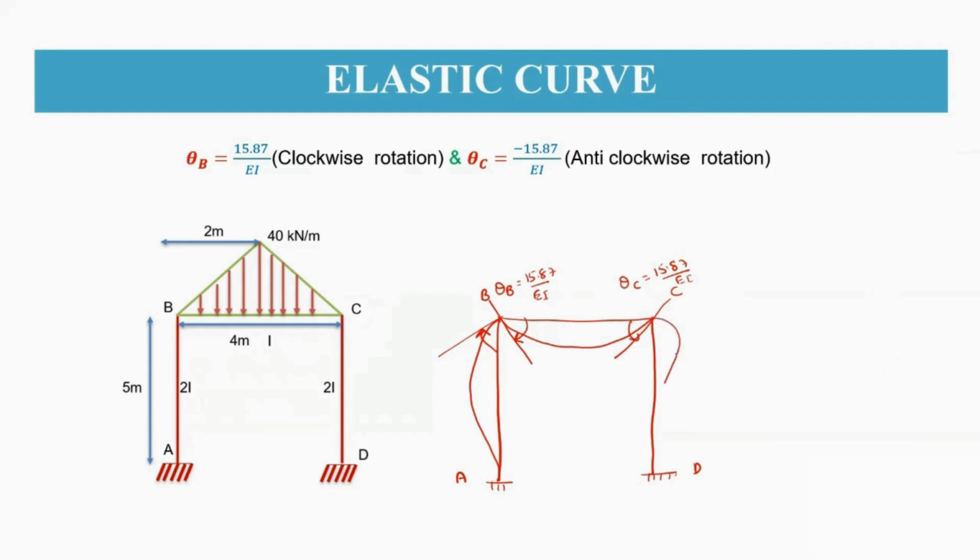So here also, when we draw an elastic curve like this, when we draw a tangent, this is also theta C. So this is the C point and this is the B point. This is a clockwise rotation of theta B. This is an anti-clockwise rotation of theta C. This is how you're going to draw your elastic curve.